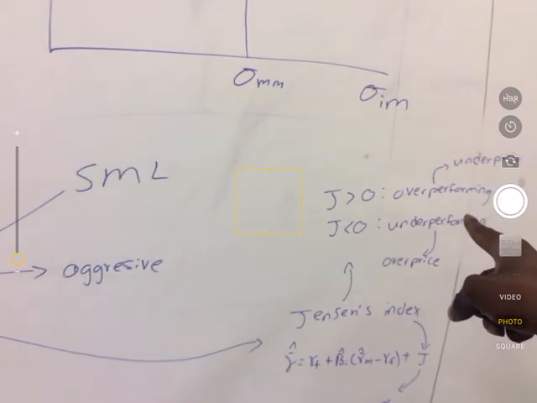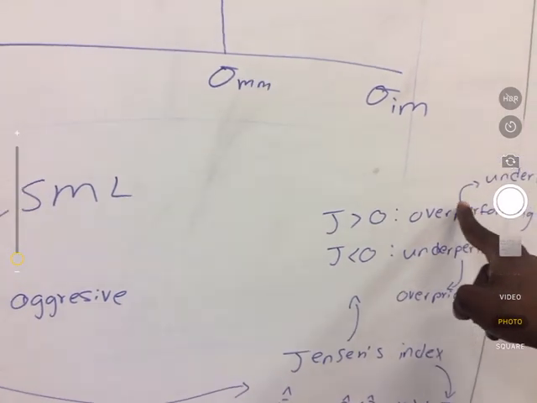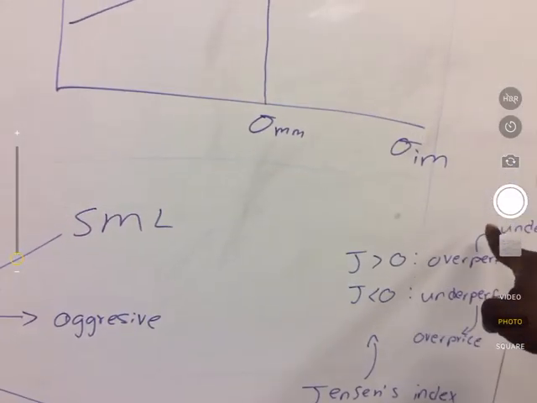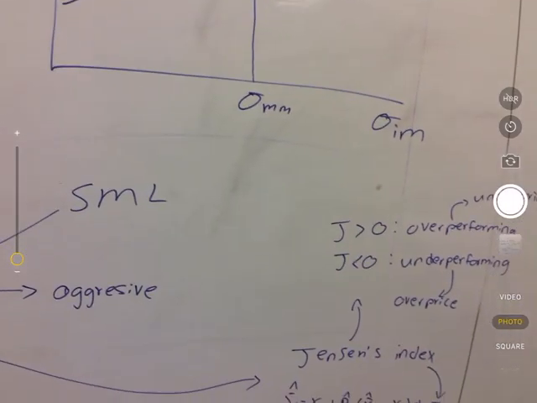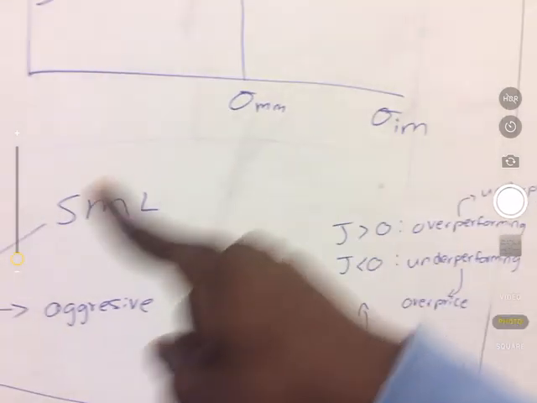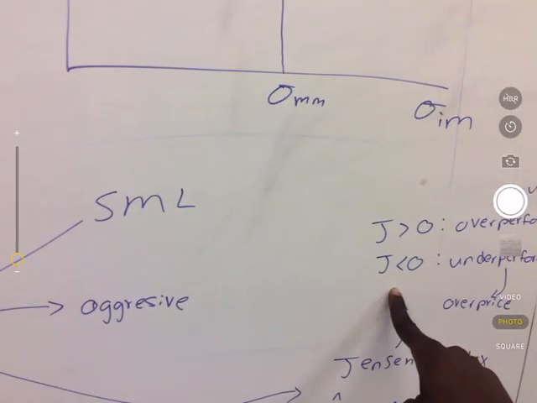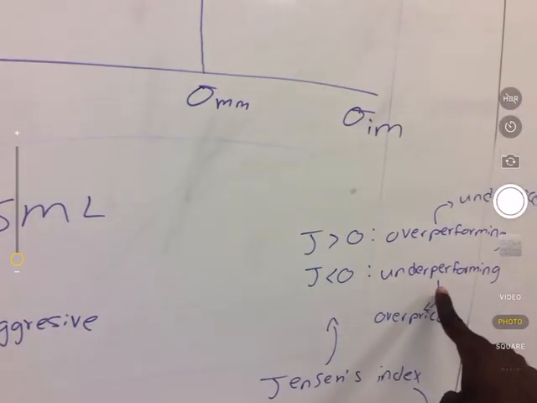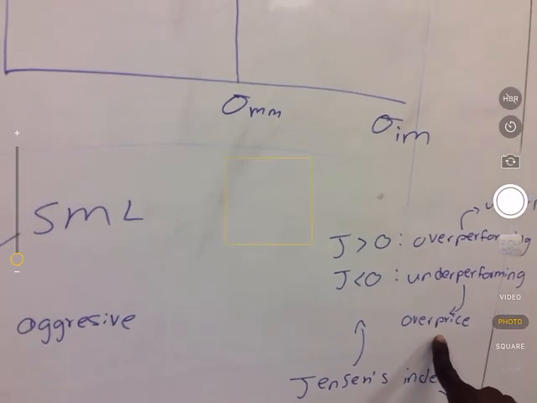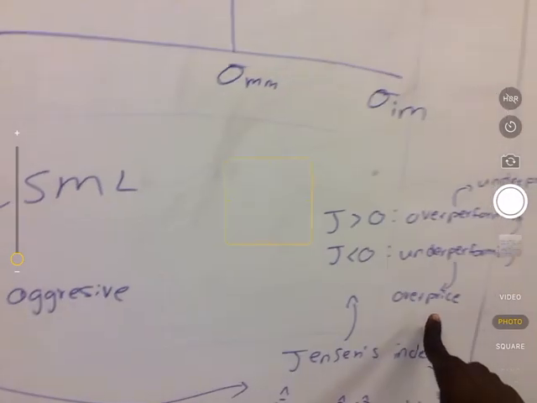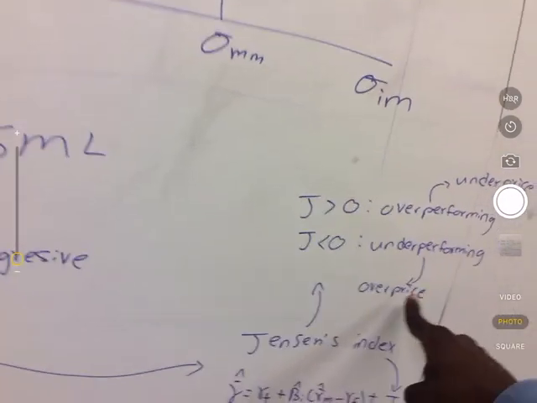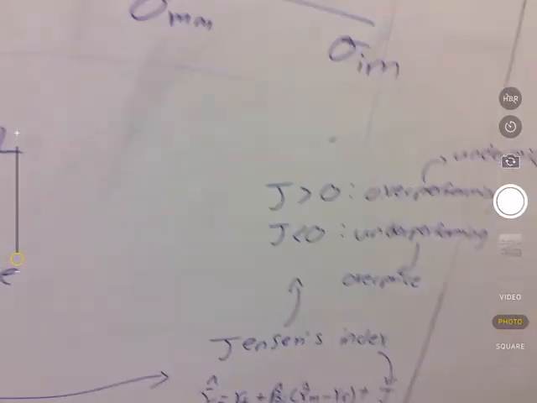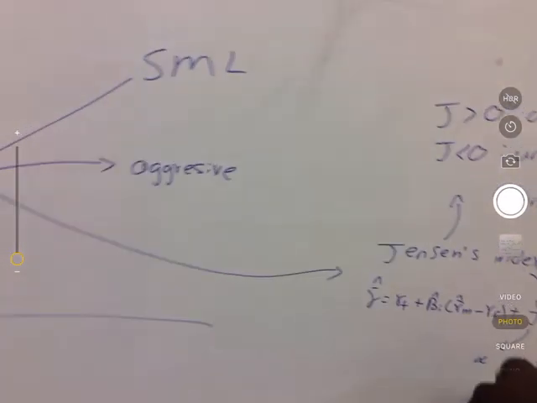It beats the market. So it is overperforming, or maybe you can say it is underpriced, because the price that you paid gives you more return than expected. So you are able to beat the market. If J is less than 0, it means that your asset is underperforming, or you can say that your asset is overpriced. You are paying more for an asset that gives you less. Overpriced is underperforming and overperforming is underpriced. I know it's confusing, but that is measured by the Jensen's index.